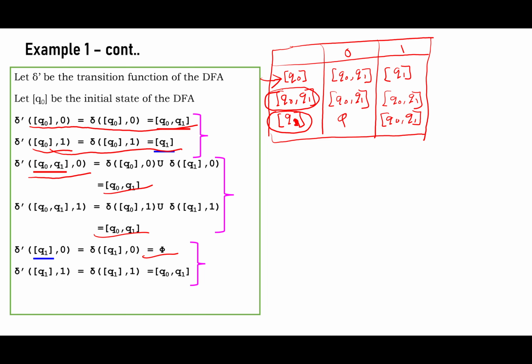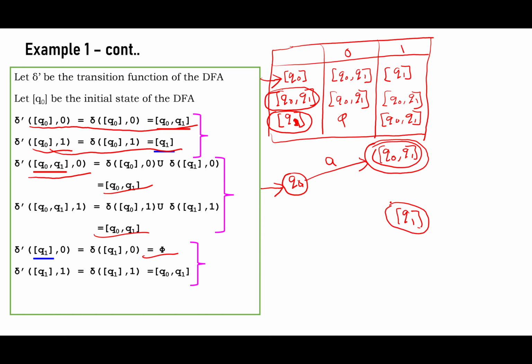Then we will draw the transition diagram. Initial state is Q naught. Then next, Q naught comma 0 goes to the state Q naught Q1. It is a final state, so we have to draw a double circle. The next, what is Q naught comma 1? It is Q1. So this is also a final state. We have to draw it as a double circle.